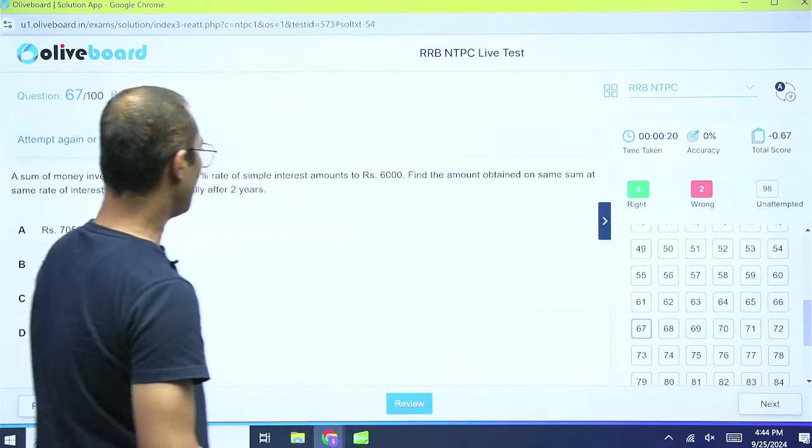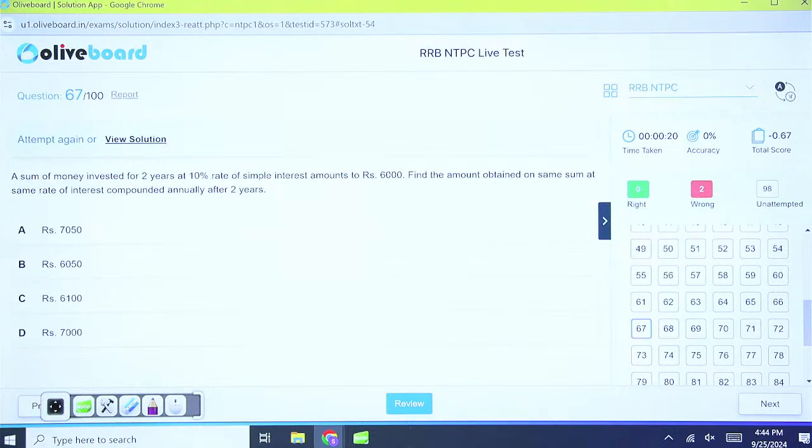Tell me what is the answer for this question. A sum of money invested for 2 years at 10% rate of simple interest amounts to rupees 6,000, right? Find the amount obtained on the same sum at the same rate of interest compounded annually after 2 years, right? Now tell me what would be the answer.